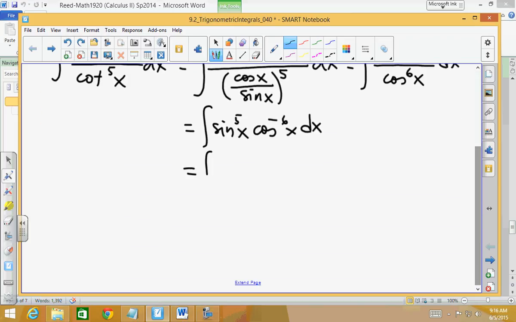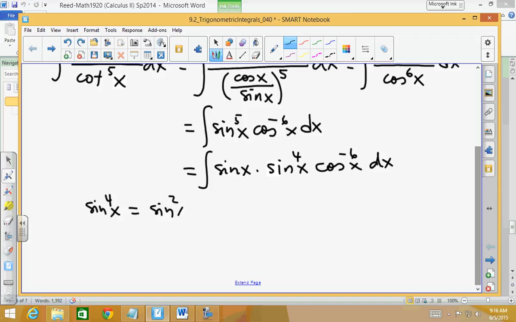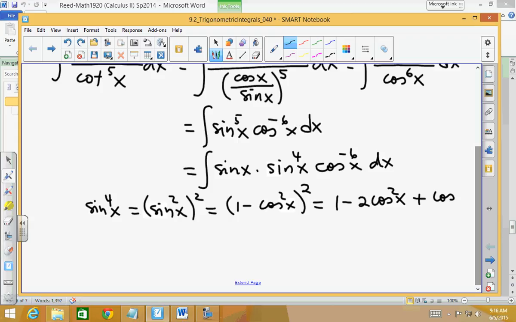So remember, sine to the fifth is sine x times sine to the fourth x, then you have cosine to the negative 6x dx. Sine to the fourth x is sine squared x, squared, in other words, is 1 minus cosine squared x, squared. That means 1 minus 2 cosine squared x plus cosine squared x squared, that is cosine to the fourth x.